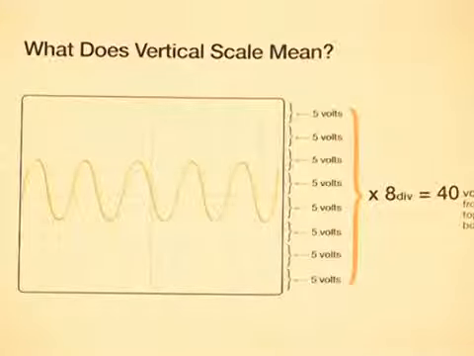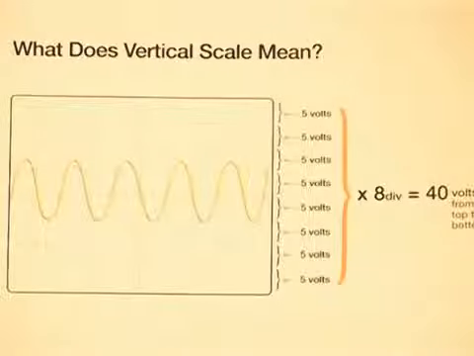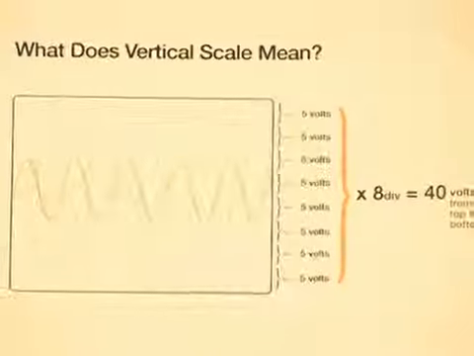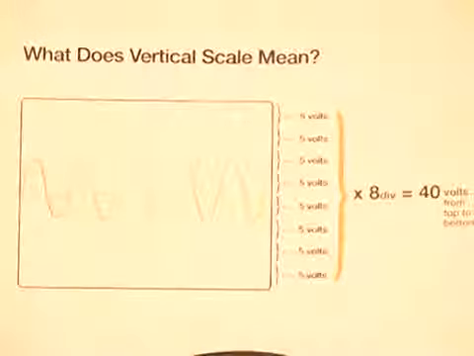So this particular model scope has 8 vertical divisions. Most of our scopes have 10. But if you have 8, and if you happen to have it set to 5 volts per division, you could fit a 40 volt peak-to-peak sine wave on screen. Can we take a look at that on the oscilloscope? Good idea. Let's do that.